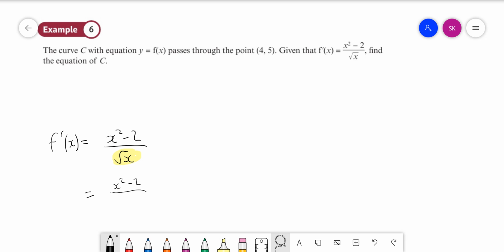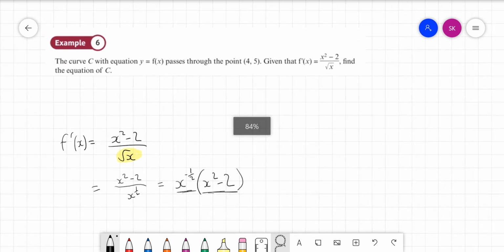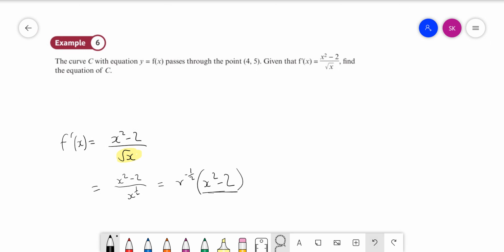x squared minus 2 over x to the half, which is the same as x to the negative a half times by x squared minus 2. But remember, we've got two terms here which we need to expand, because when we're integrating, we need to have individual terms. We don't want to have things that are being times together for now. So x to the power of negative a half times x squared is x to the power of 3 over 2. And then we've got negative 2x to the negative a half.